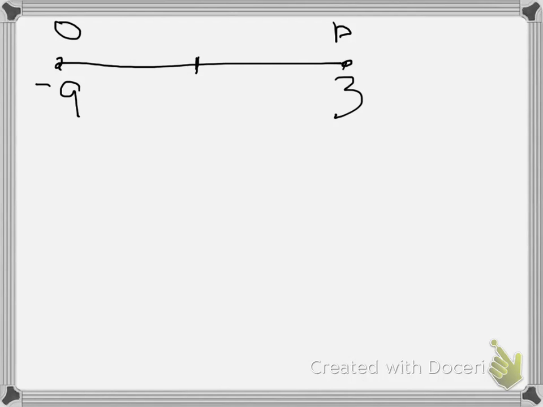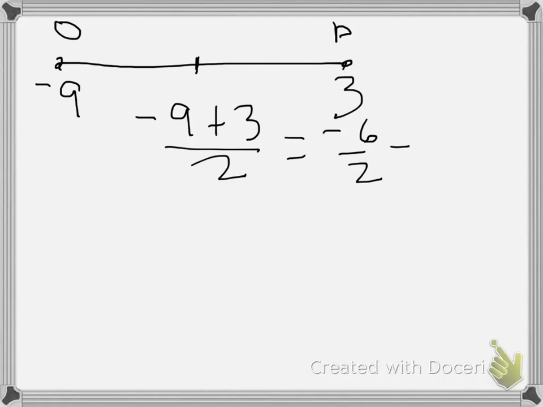Well, one of the ways to do that is just to find the average of the two numbers. So -9 plus 3 divided by 2 equals what? -6 divided by 2, which is -3. So this would be -3 there. And it turns out to be the same distance from -9 as it is from 3. They're both 6 units apart.